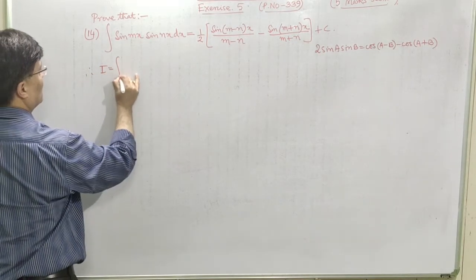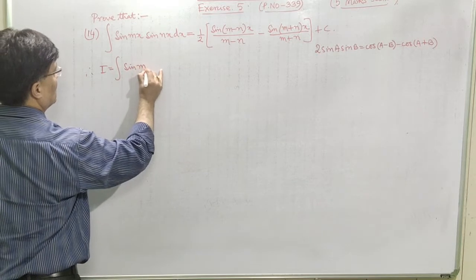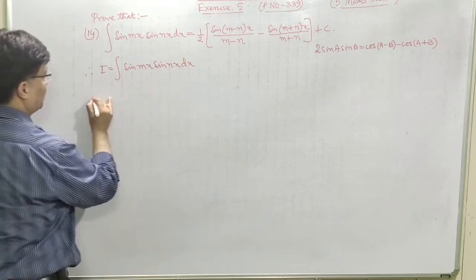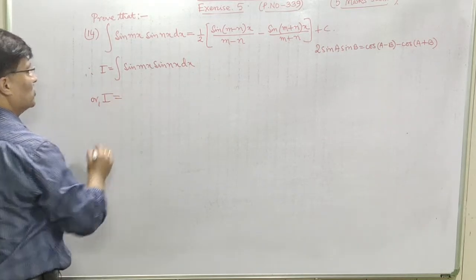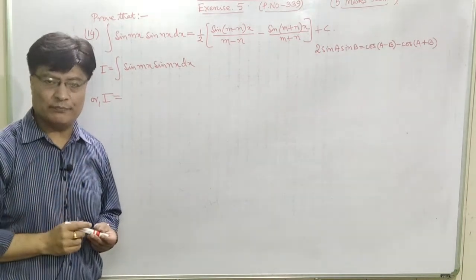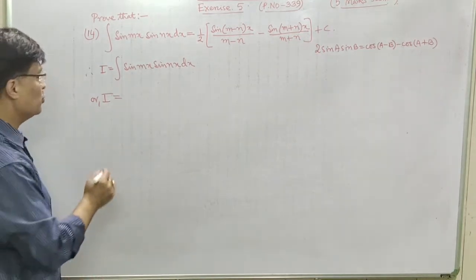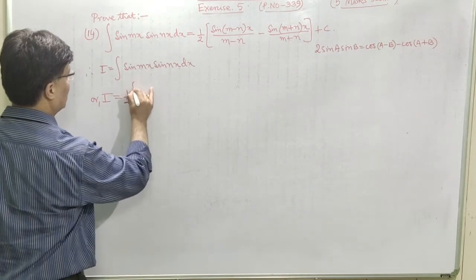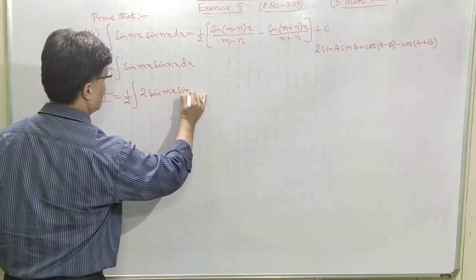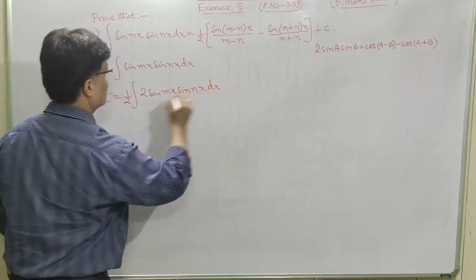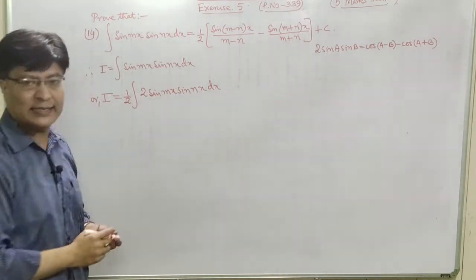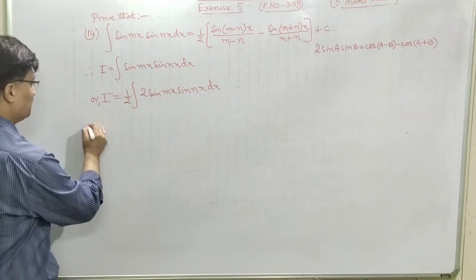Therefore I is equal to integration of sin mx sin nx dx. In order to use the formula there should be the 2 sin a sin b form, so you should multiply and divide it by 2. So let us write here half integration of 2 sin mx sin nx dx. This is the form 2 sin a sin b. Let us take mx as a and nx as b. So let us use this formula.